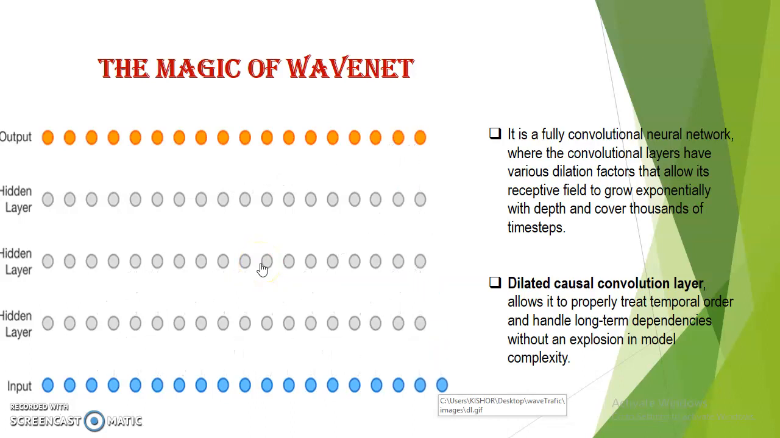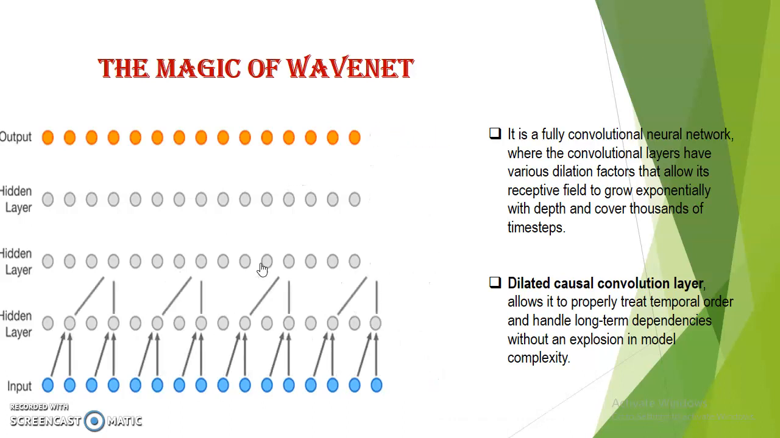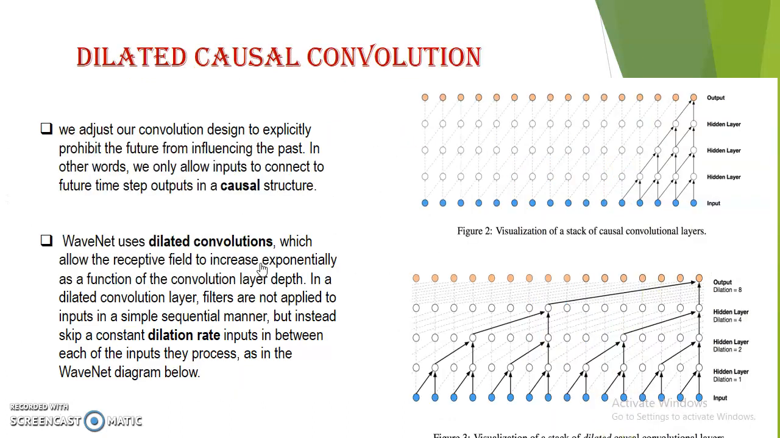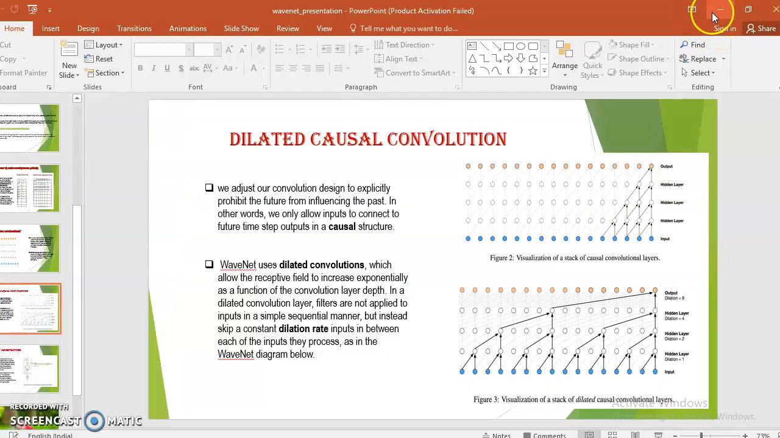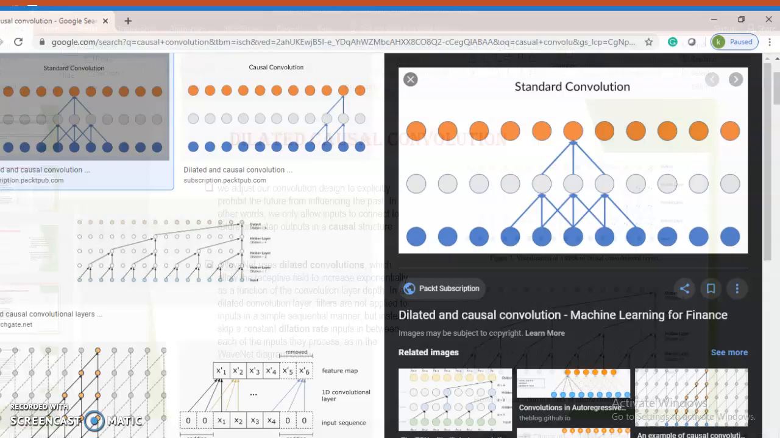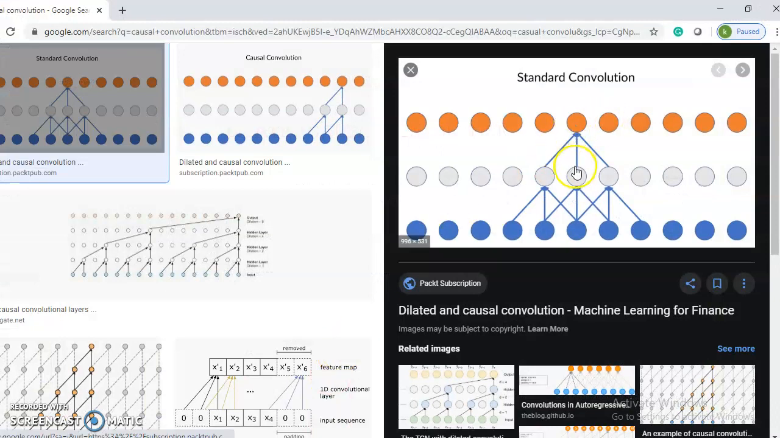Now let's come to the architecture of how this dilated convolution layer actually works. Dilated causal convolution has two parts: one is the causal structure, another is the dilated convolution. Before coming to the causal structure, I would like to show you the standard convolution structure. Suppose this is my standard convolution structure where the blue points are our input.